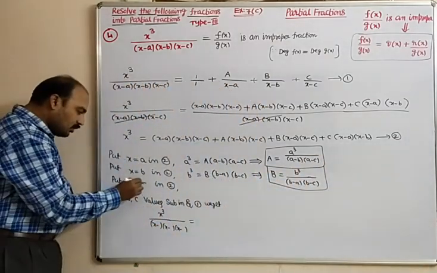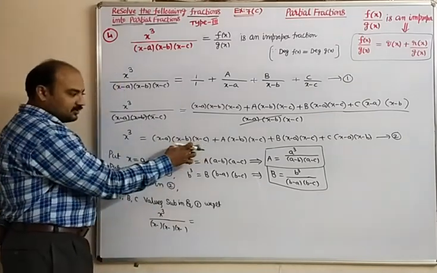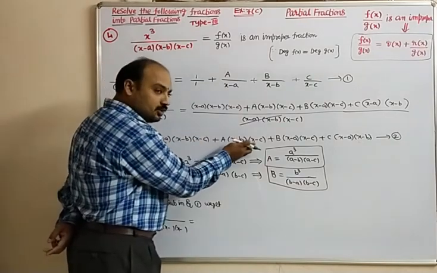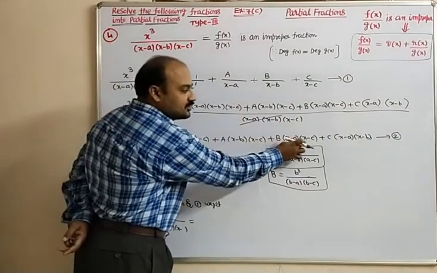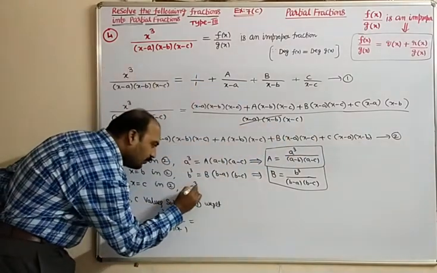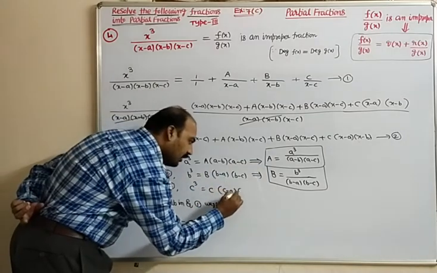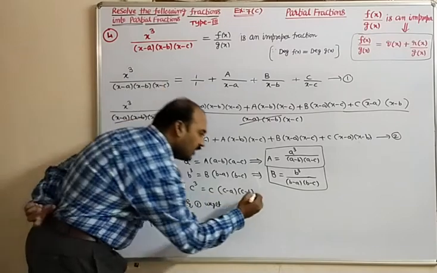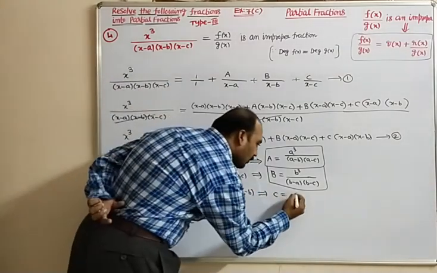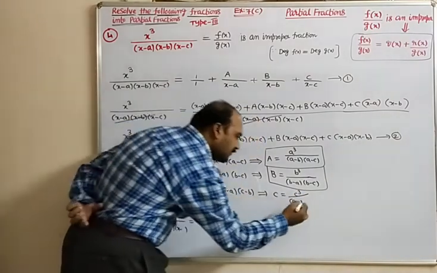Next, put x equal to c in equation 2. Anyway, in this term, if you substitute x equal to c, this value goes to 0. Here also, x equal to c, this value goes to 0. Here c minus c also goes to 0, except the last term. So c cube equals capital C into (c minus a)(c minus b). That implies capital C equals c cube divided by (c minus a)(c minus b).